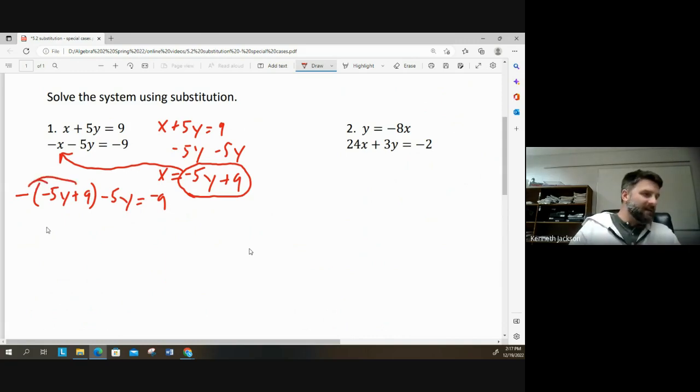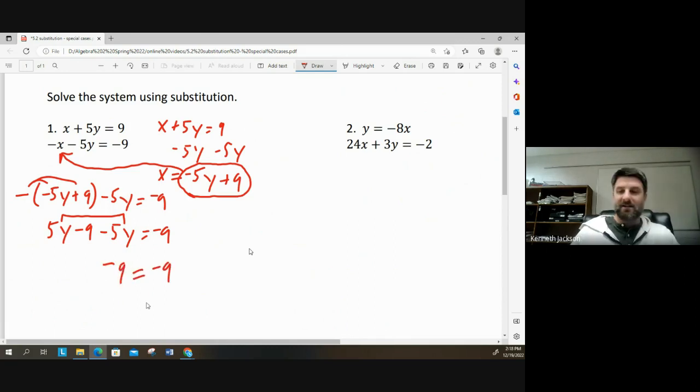To get rid of the parentheses, I distribute: negative 5y minus 9 minus 5y equal negative 9. That's taking a negative, distributing. Combine like terms. 5y minus 5y would just be 0. So our y's are eliminated. We're left with negative 9 equal negative 9. Well, that's true. We don't have a variable left in the problem. We have a true statement.